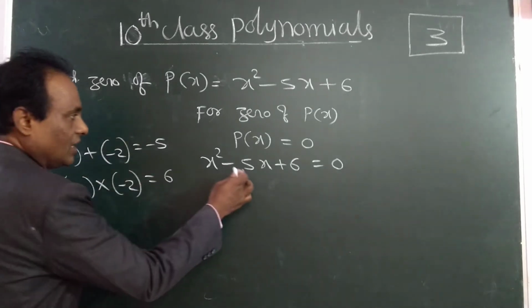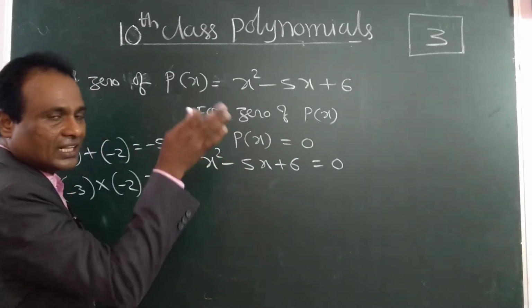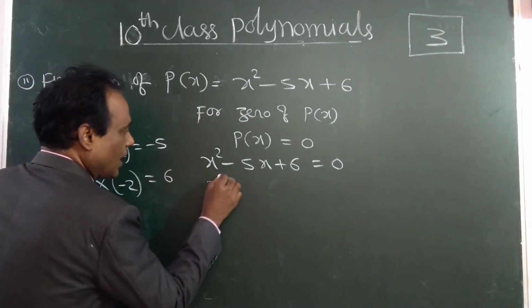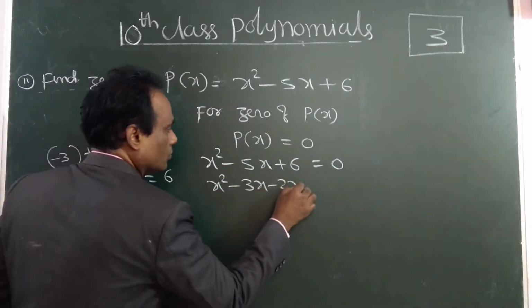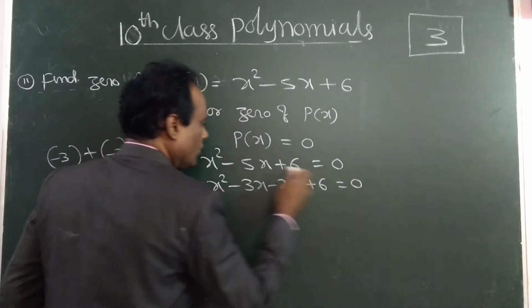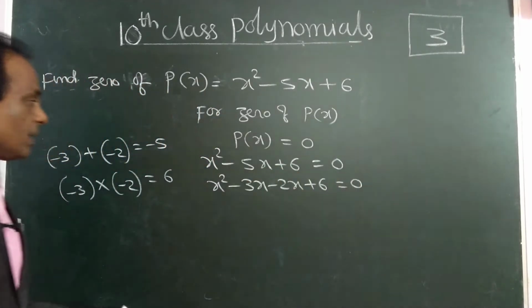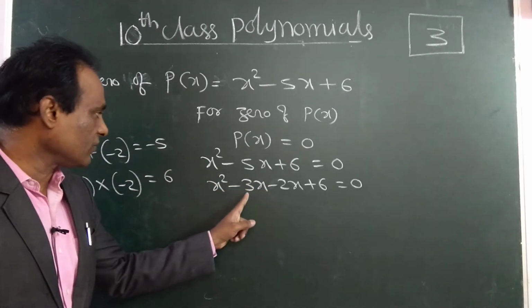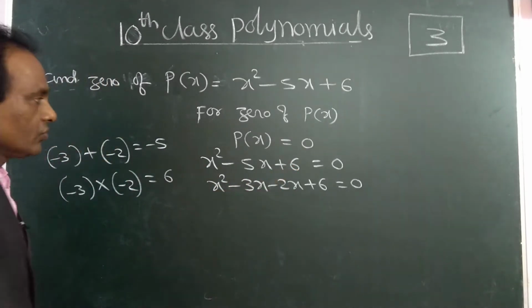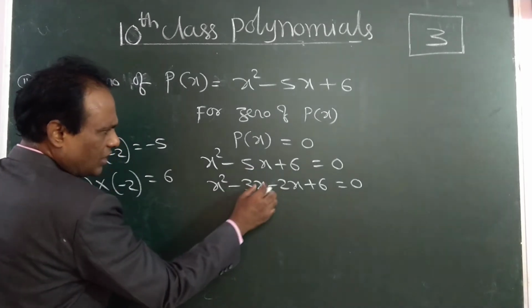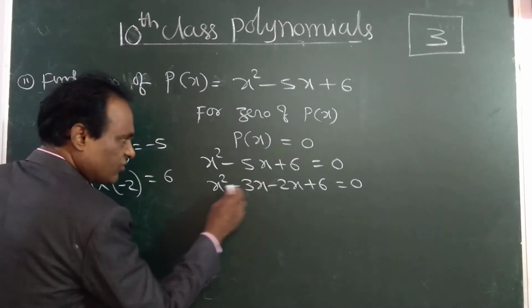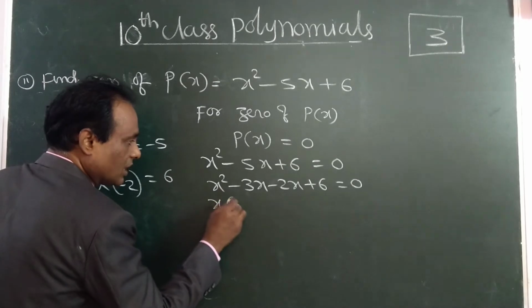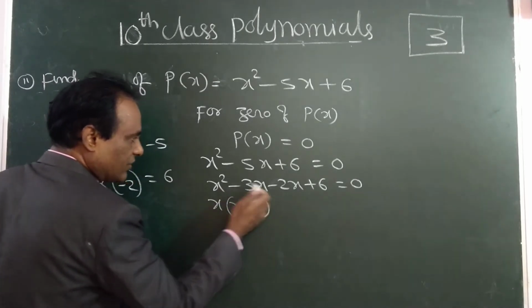So see here, this is not a new concept. You studied it in the 8th and 9th classes. So 5x can be written as minus 3x minus 2x. Minus 3 minus 2 is minus 5. Minus into minus plus, 3 into 2 is 6. So first two terms, x common. Another x remains minus 3. x common.